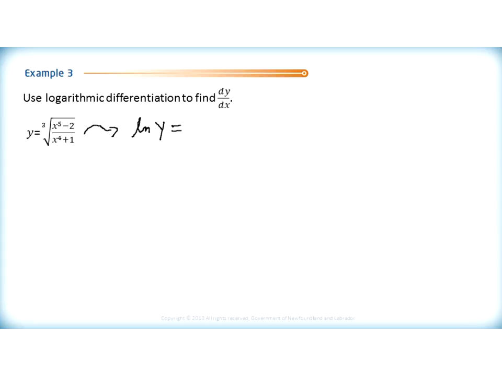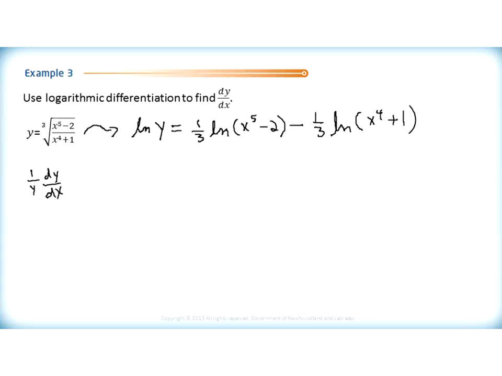So I know that I'm going to end up floating down an exponent of 1/3. So I got 1/3 in front, and I'm going to have a ln of x to the power of 5 minus 2. And then I'm going to be subtracting another 1/3 ln of x to the power of 4 plus 1. And so that's ready to differentiate now. So that made that a little bit quicker and easier there. So let's differentiate ln y. So 1 over y times dy over dx there.